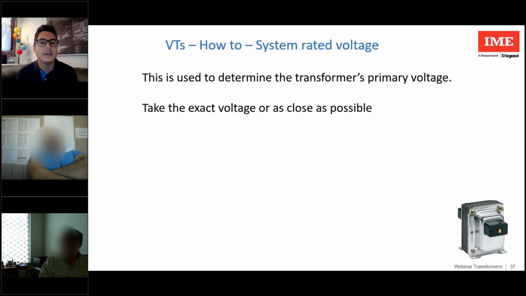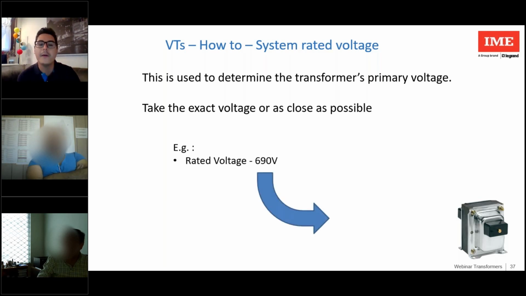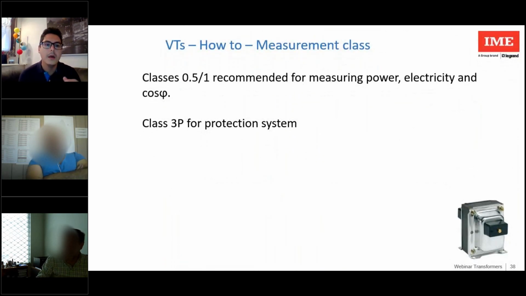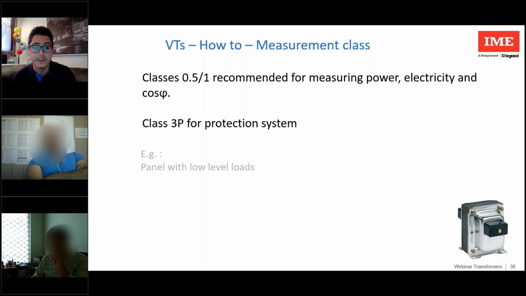This is used to determine the transformer primary voltage that takes the excess voltage as close as possible. So you have to choose the rated voltage closest to the system rated voltage. This is an example: if I have a rated voltage of 690 volt, I have to select a primary of 690 volt. Class 0.5 is recommended for measurement of power, electricity and cost, and whatever, and class 3P for the protection system.